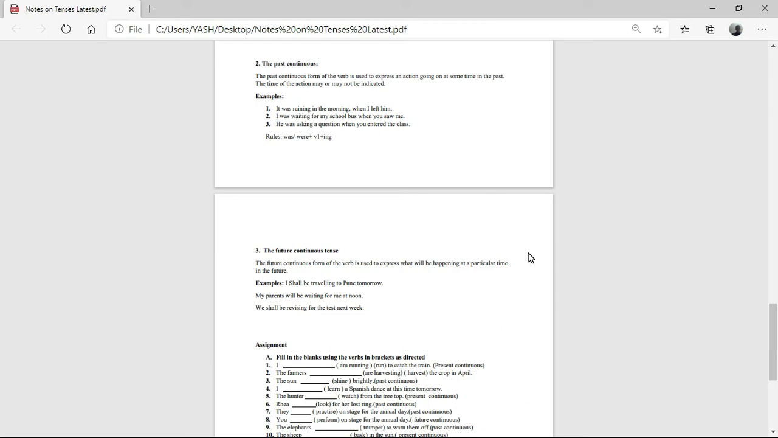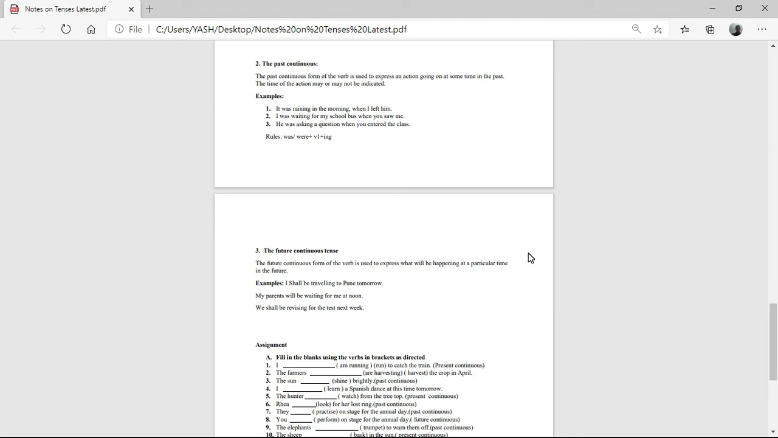So what are tenses? Now I would like to revise whatever we have done in the class. First thing is, in grammar, to show the time of an event or action, we use tense. Now the question arises, what is tense? Tense is a form of verb which shows the time of an action or state of being.